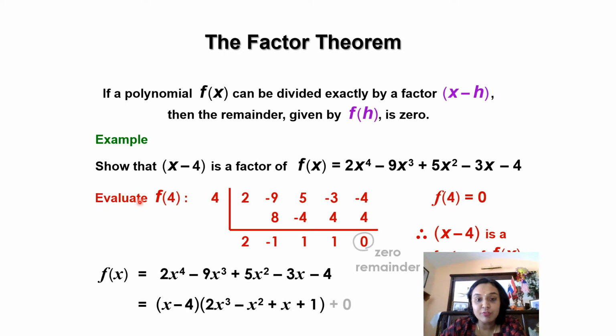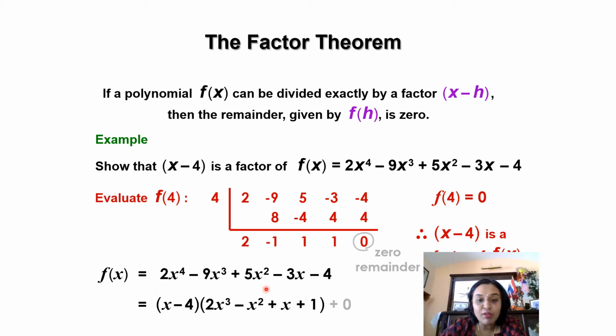When we divide it by 4 according to the synthetic division method, or this is known as the loom diagram, the end resultant here is actually a 0. The remainder is 0. Therefore, when you substitute 4 into f(x), it will result in a 0. This proves that x minus 4 is actually a factor for this polynomial.